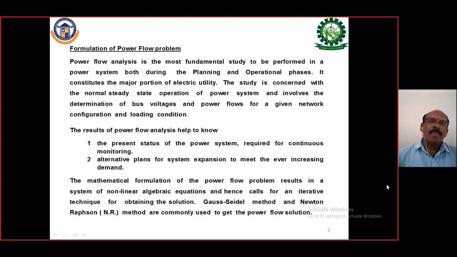Normally in power system, the problem is a nonlinear algebraic equation. So only iterative methods are used to solve the power flow analysis. The conventional methods we are using are the Gauss-Seidel method, Newton-Raphson method, and the fast decoupled method.